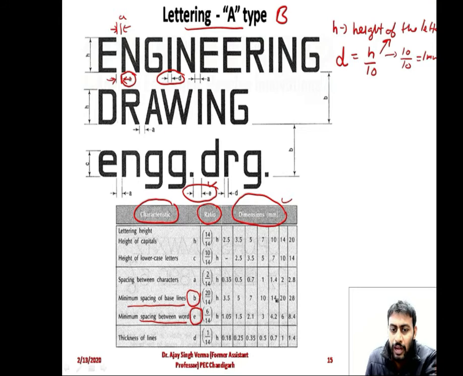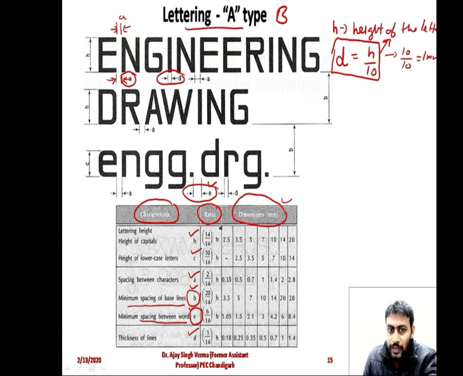How it could be, I will elaborate here. In your table, H, I already elaborated, is the height of the letter. C is the height of the lowercase letter, and the space between characters is A, the minimum space of the baseline is B, the minimum space between two words is E, and the thickness of the line is represented by D, and D has this ratio also. But in some books and some standards we can also follow H by 10.